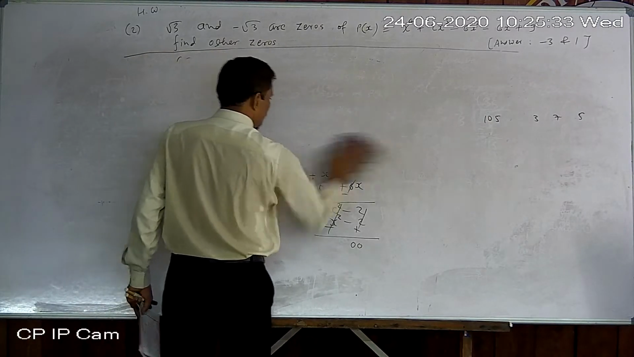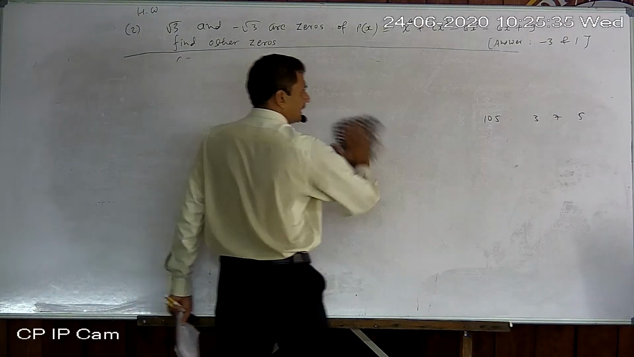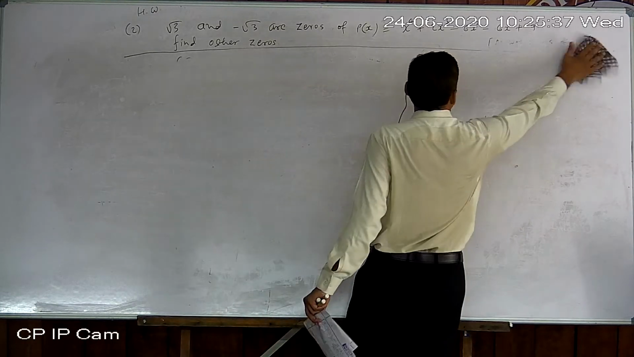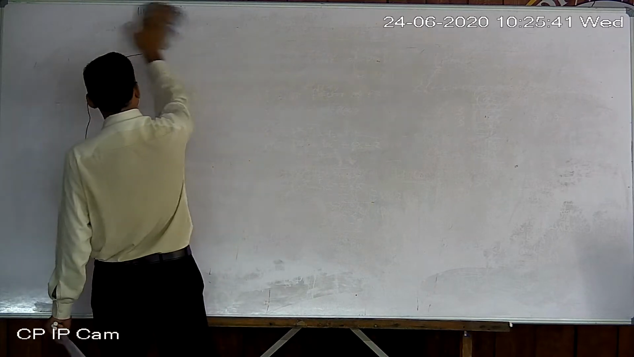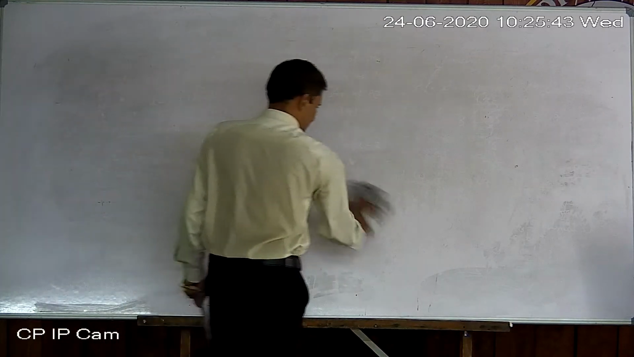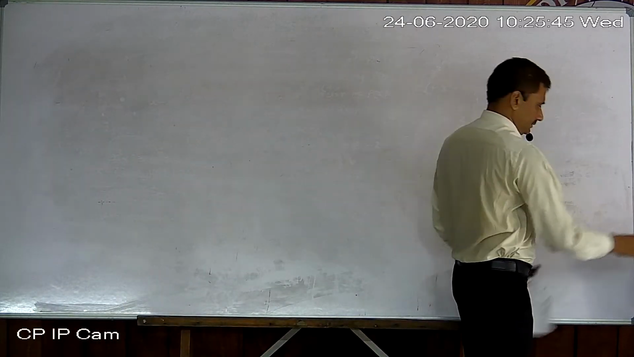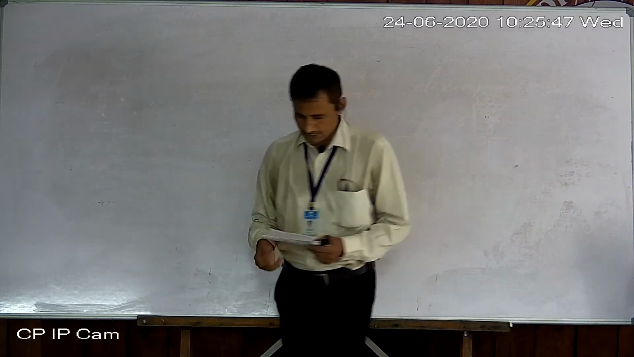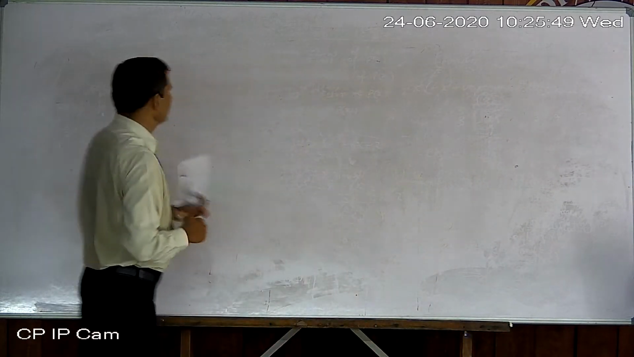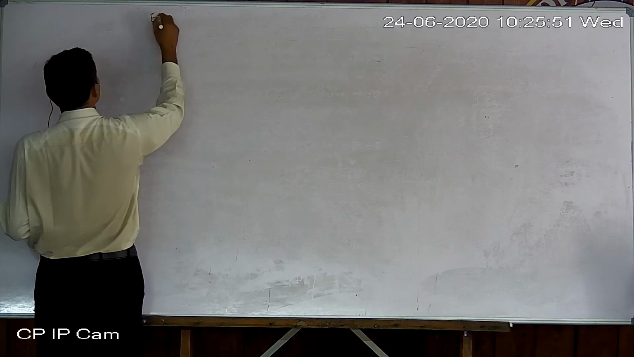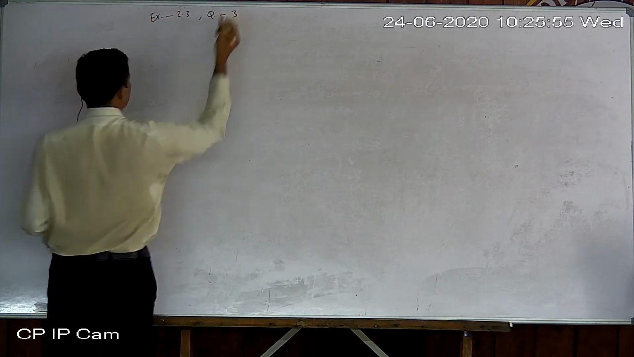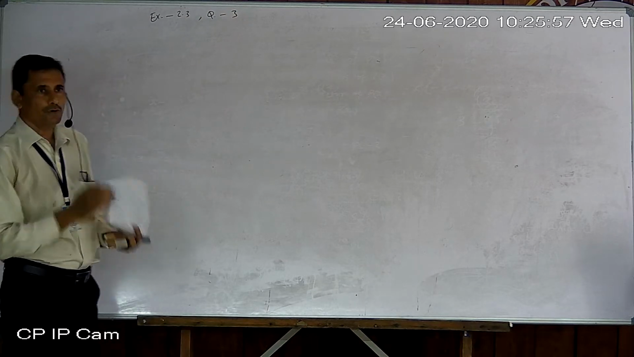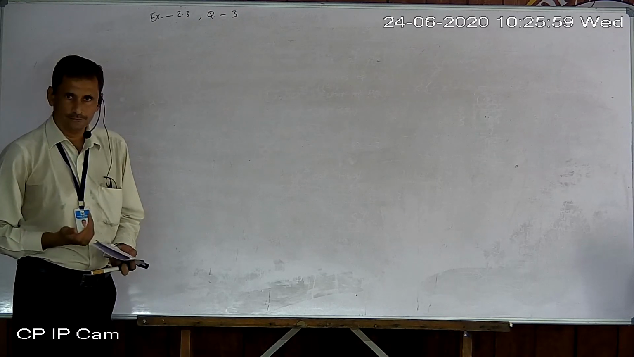In exercise 2.3, the only difference is that both zeros are given in fraction. Instead of integers, they are given in fractions. The number of that one is 3. So exercise 2.3, question number 3. We are going to solve that sum first of all.